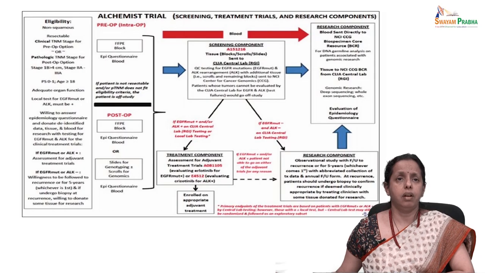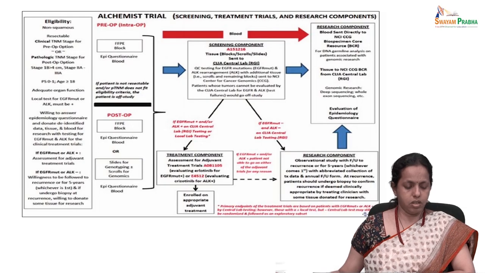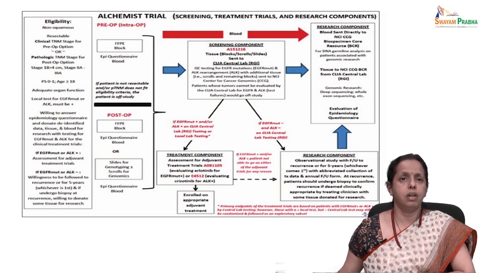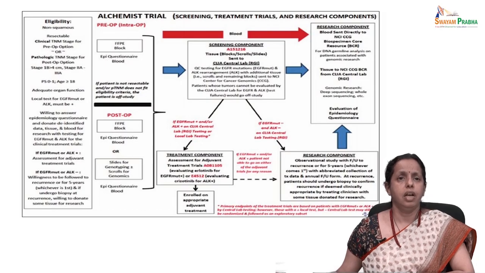FFPE block, then you have the questionnaire according to your epidemiology. If the patient is not resectable, or the surgery is not going ahead, and the TNM does not fit the eligibility criteria, the patient is off the study. Then after operation, FFPE, then go for the genotype, slides for genotyping, scrolls for genomics. Then you have the screening component, PCR testing for EGFR mutation, then ALK rearrangements. Patients whose tumors cannot be evaluated by the ALCHEMIST central lab, for example if the quality of the FFPE is not good, were moved off the study.